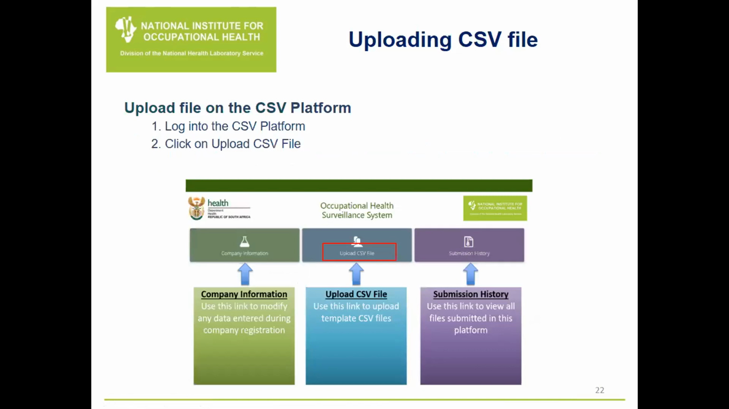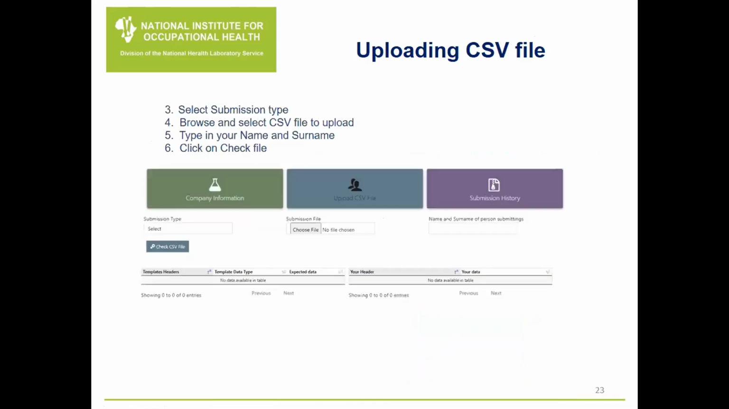And then you log on to your platform and click on Upload CSV. Then this is the screen that you will see. You select the Submission tab and choose the relevant one. If it's a vulnerability sheet that you want to upload, you will select vulnerability. You then choose your file on your computer, the CSV file that you just converted. Then you put in your name and surname as the person submitting, and then you click Check CSV file.